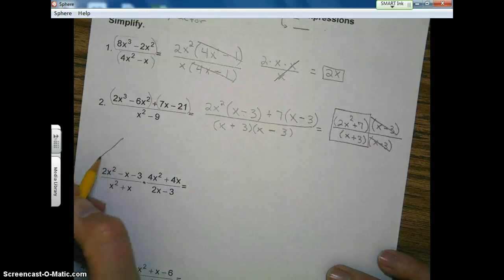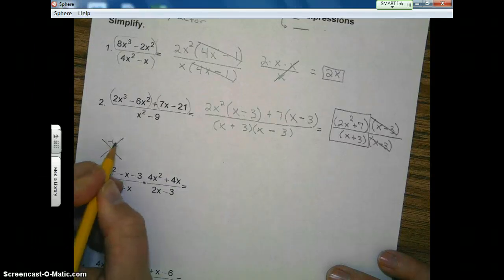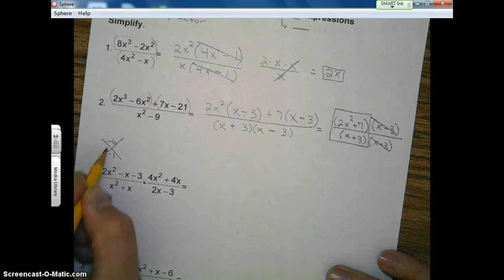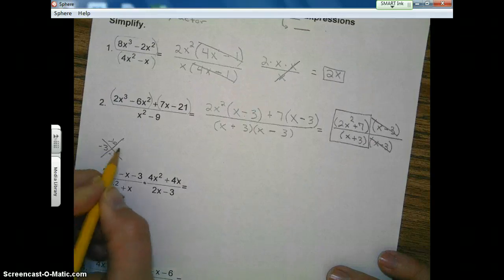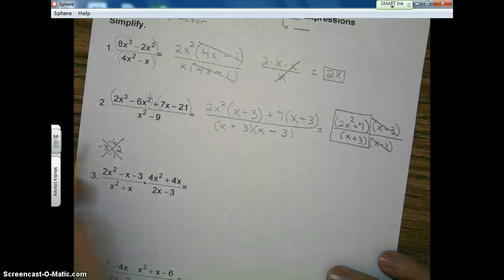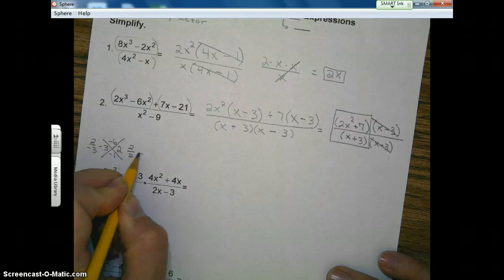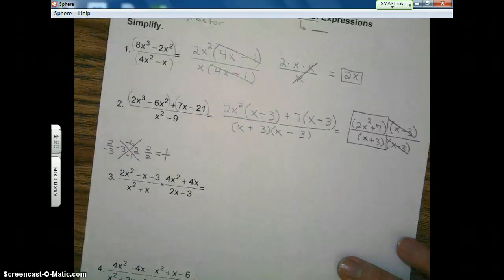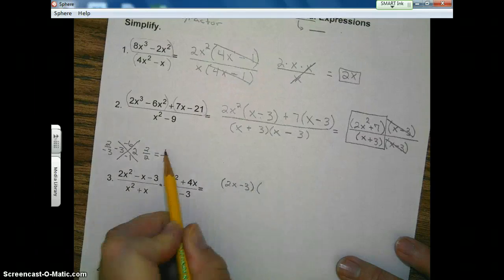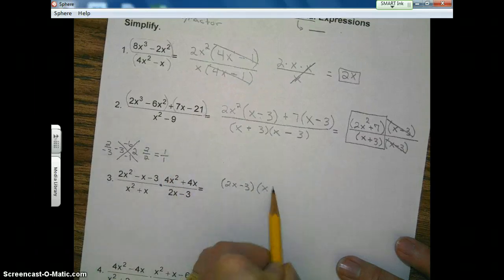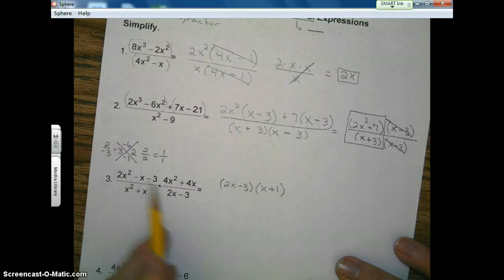So this is quadratic, so I'm going to go ahead and use my x factor. Hopefully we're good at this and I don't have to explain this too much to you right now. If you do need more explanation, please come in for tutoring or ask me during class. That would be even better. Okay, so we're going to end up with 2x minus 3 times 1x plus 1. Okay, that's this one.